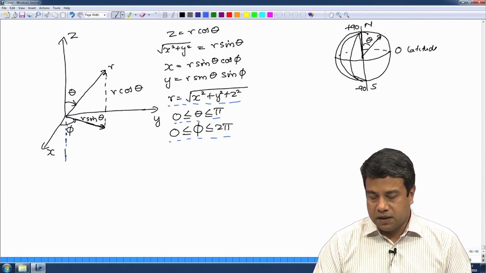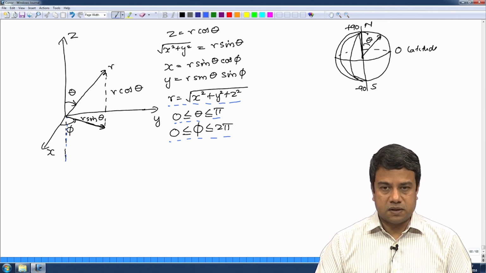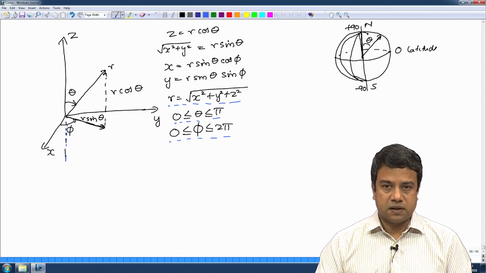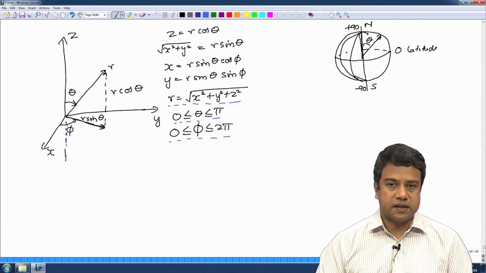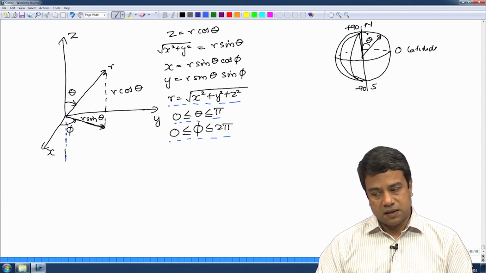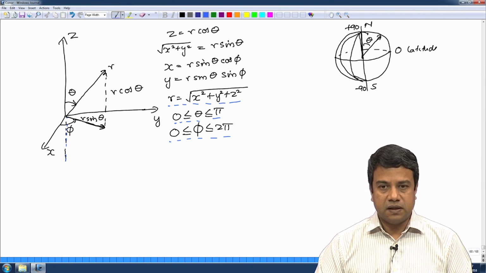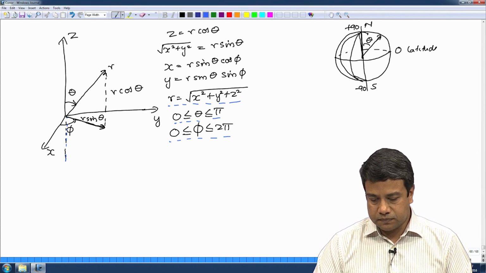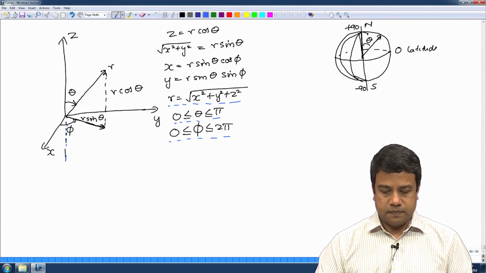And the angle around the z axis is the meridional angle. And that gives you the longitudes. The longitudes go from 0 to 360. They start at 0 and then they go all the way around to 360. That is the angle phi. In this case, the 0 longitude is the x axis. So, that is the coordinate system.